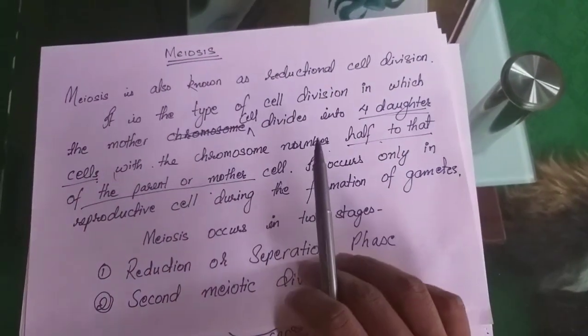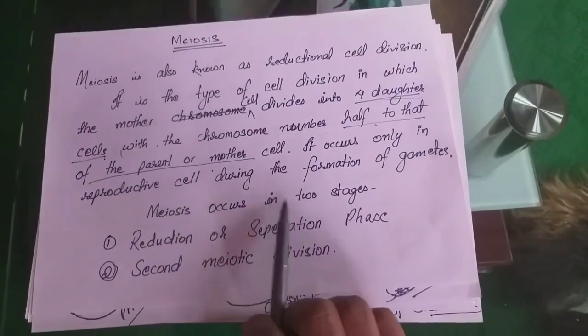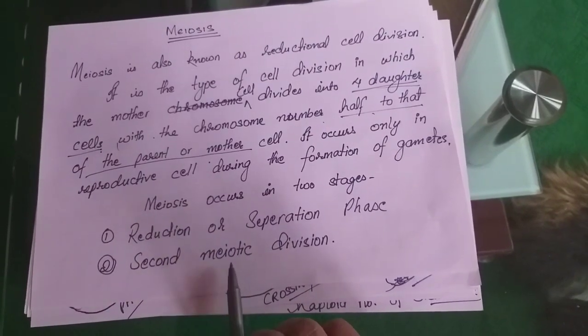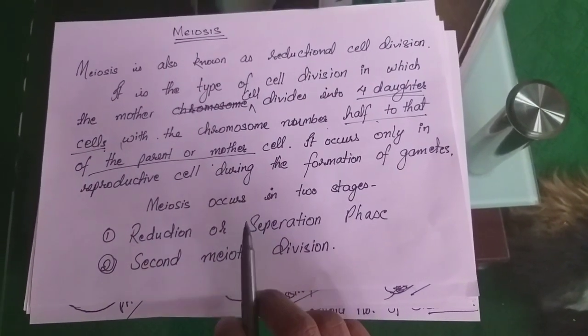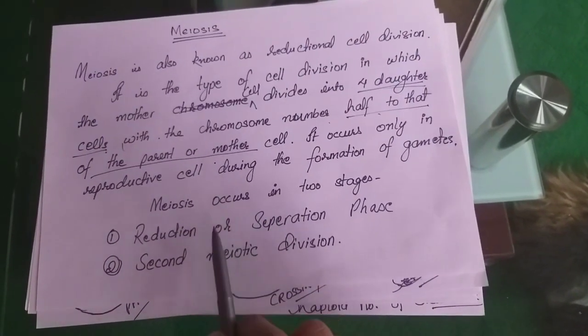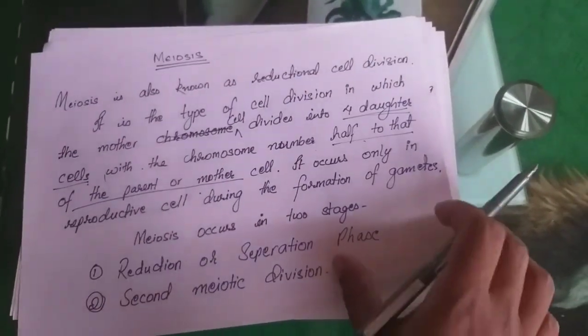Now going on to the detail about meiosis. Meiosis occurs in two stages. One, reduction or separation phase. Number two, second meiotic division. This is the case for both the Madhyamik board and the ICSE board. So meiosis occurs in two stages: reduction or separation phase, and second meiotic division.